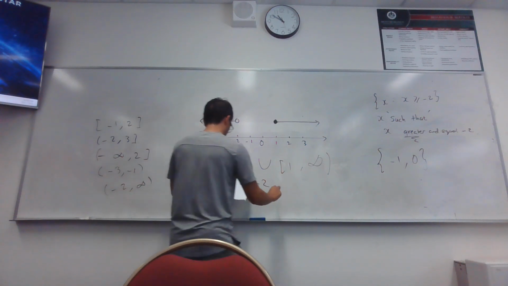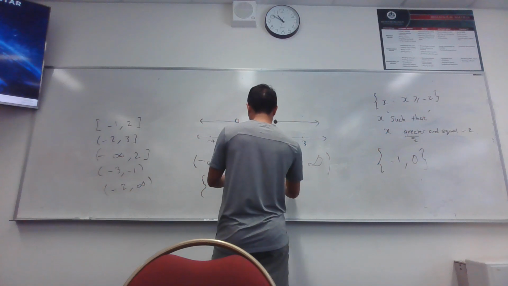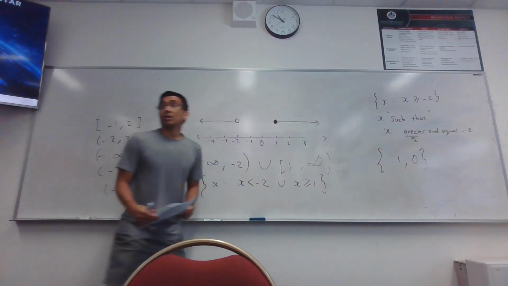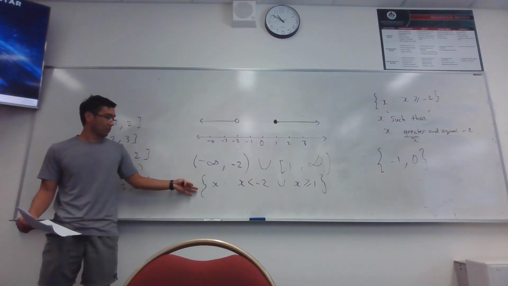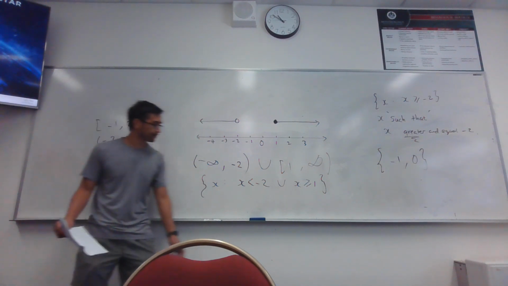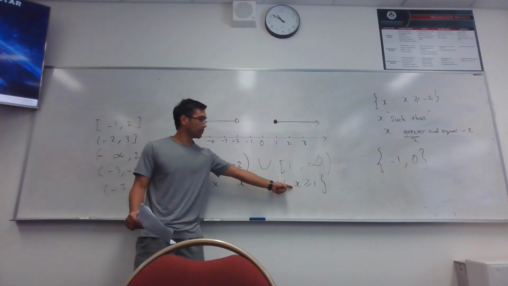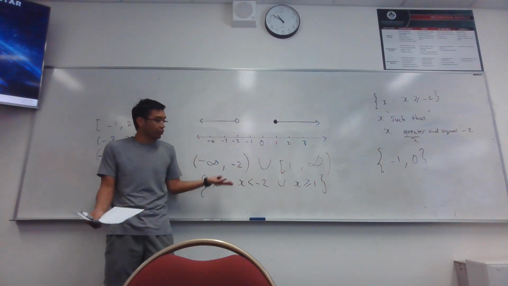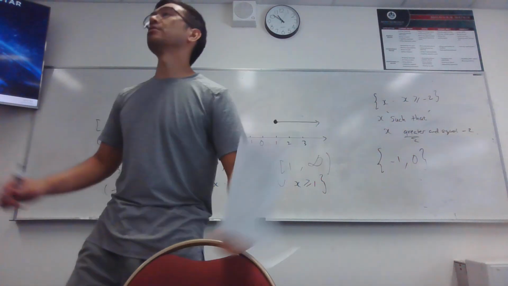Here, this is exactly the same. Curly bracket x such that x is less than -2 or greater or equal to 1. That should look so much harder. I know. So if you're okay with that, you need to be okay when the question is like that. Practice.